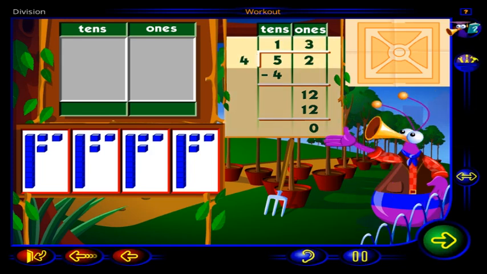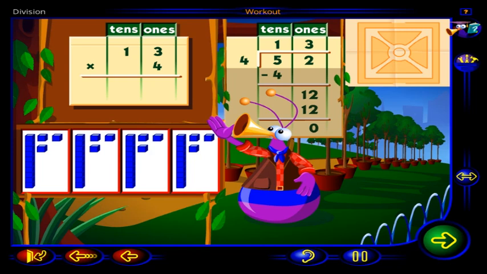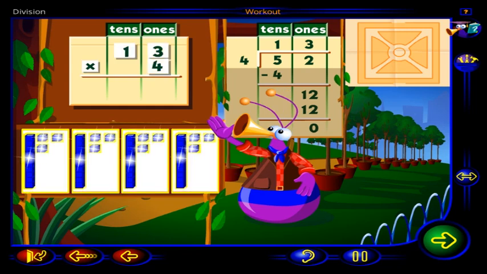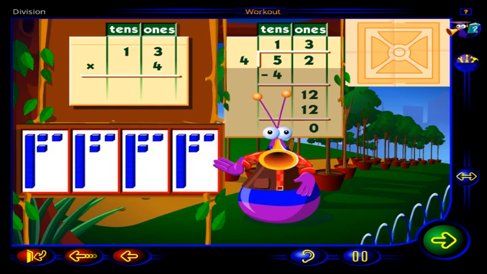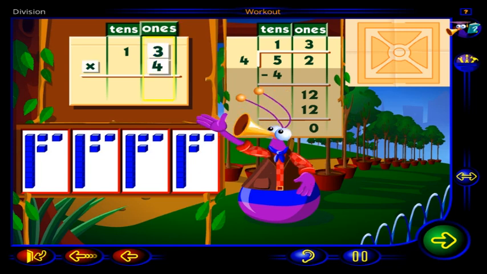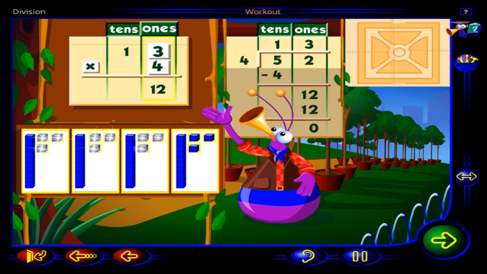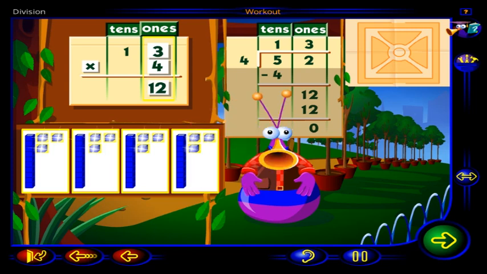You can check that your division is correct using multiplication. 4 groups of 13 is the same as 13 multiplied by 4. You can start by multiplying the ones. What is 4 ones times 3 ones? Type in a number here, then click OK. Four ones times 3 ones is 12 ones.